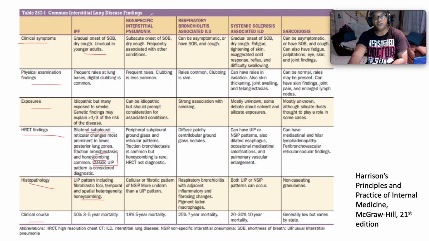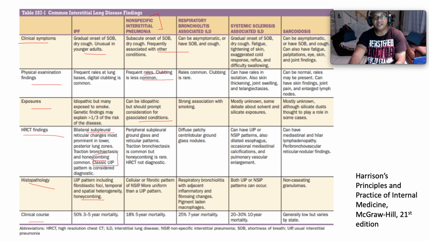Right, as opposed to non-specific interstitial pneumonia, which runs a more subacute onset of dyspnea, once again dry cough, frequently associated with other conditions. Physical examination with frequent rales. Clubbing is less common versus IPF. Exposures can be idiopathic, but you should always think about other associated conditions, all right?